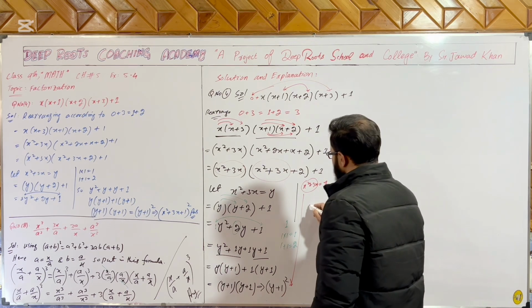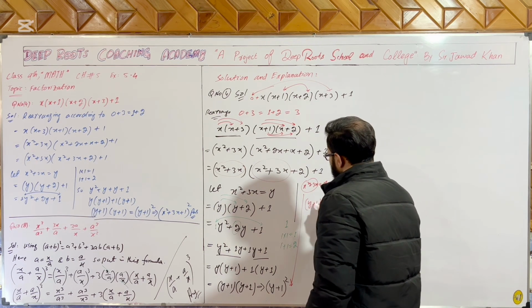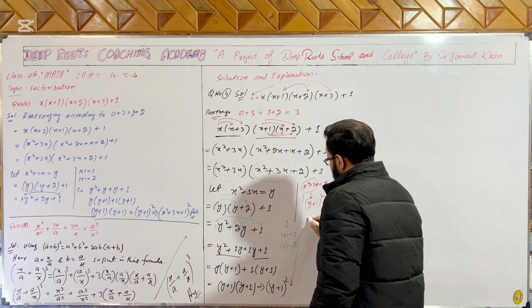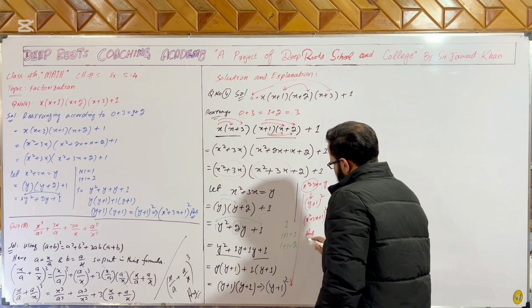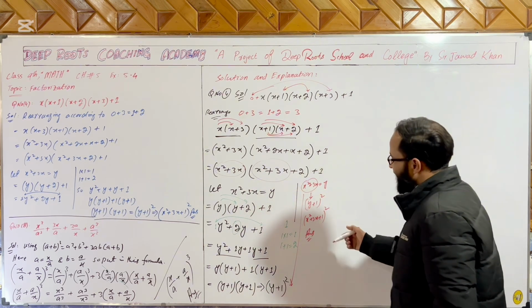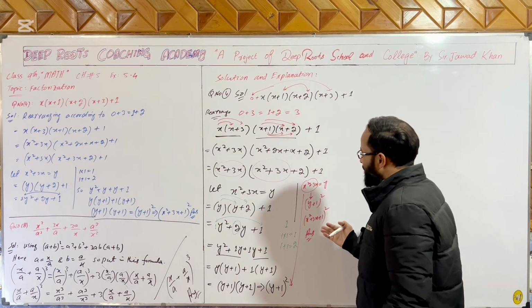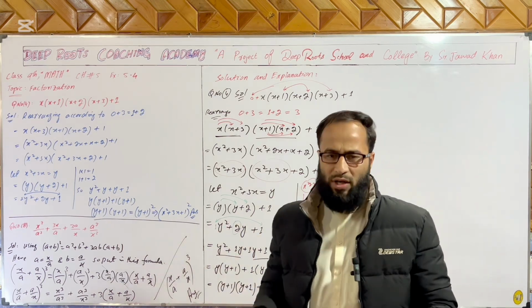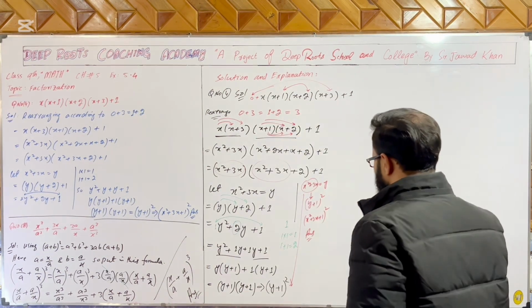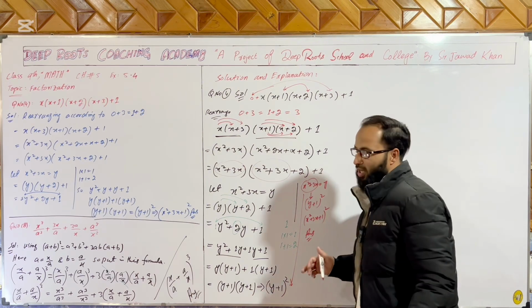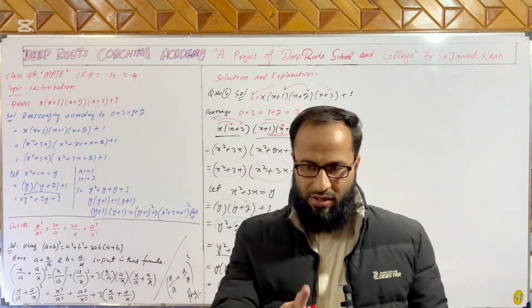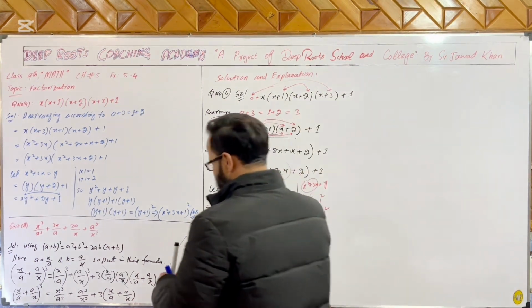So y plus 1 square will become x square plus 3x plus 1 whole square, and this is the answer. You may write it twice, so it is up to you if you want to write it repeatedly or in the form of a square. That is the answer.